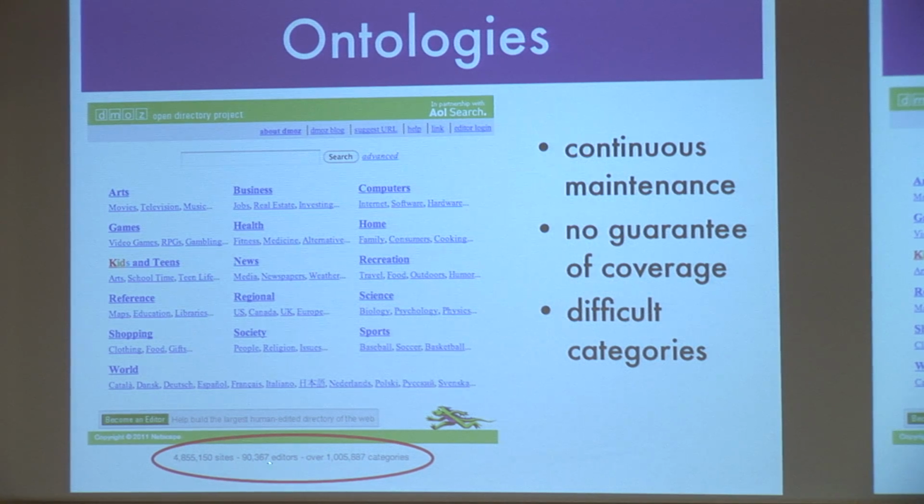OK, so this is the problem, right? 90,000 editors, 1 million categories, 5 million sites. So on average, 5 pages per category. Not good.